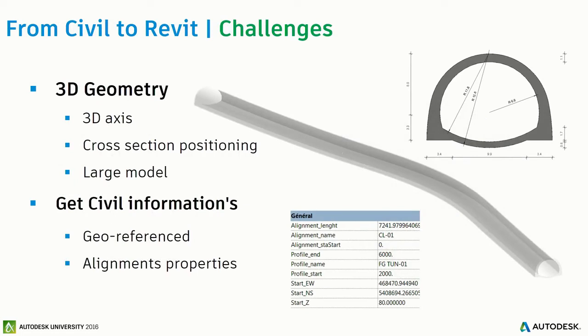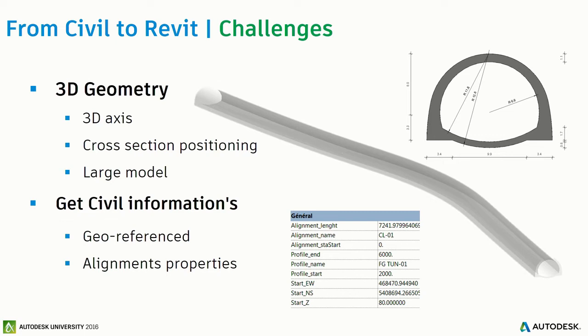So what are the challenges? There are two kinds of challenges. The first one is the 3D geometry. We need to get a 3D axis, which is not very easy to do in Revit because we don't have the features we have in the civil authoring tools, like profile and horizontal. We don't have these notions in Revit.